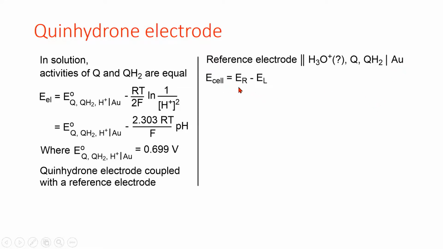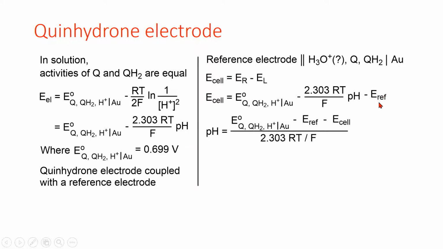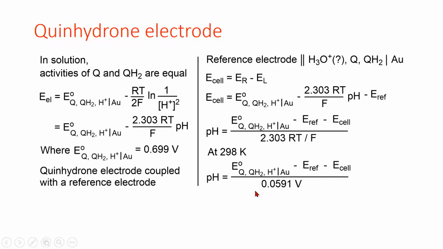We can write E cell is equal to E right minus E left is equal to standard reduction potential minus 2.303 RT by F pH minus E of reference. From this we can find out the pH equal to this relationship at 298 Kelvin. pH can be found by this relationship.